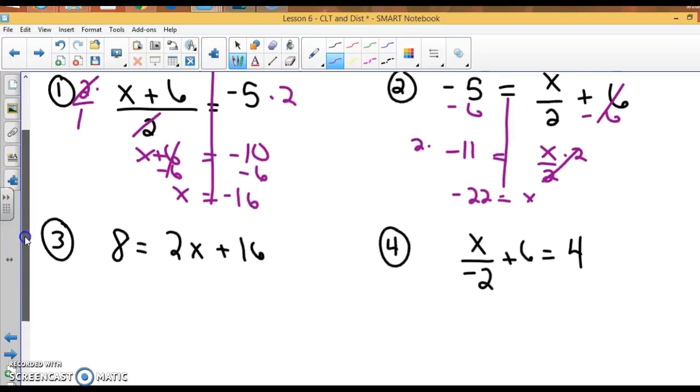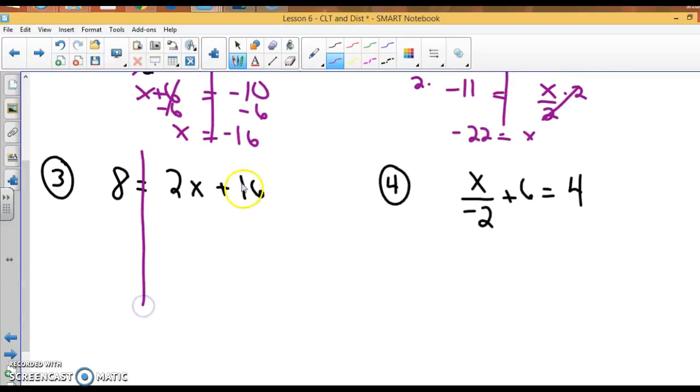All right, number 3. What number is farthest from the variable on the same side? This plus 16. So the opposite is minus 16. So I'll have negative 8 equals 2x. Divide both sides by 2. X is negative 4.